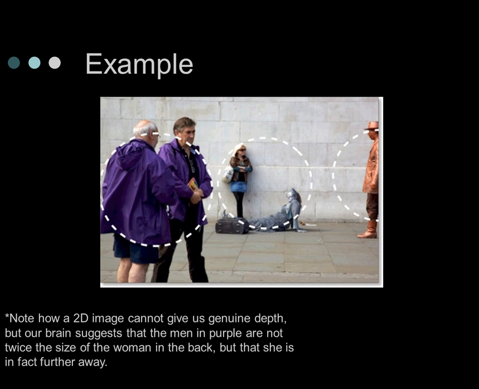In this example, we see some people standing at various distances or depths. Note how a 2D image cannot give us genuine depth, but our brain suggests that the man in purple is not twice the size of the woman in the back, but that she is in fact further away.